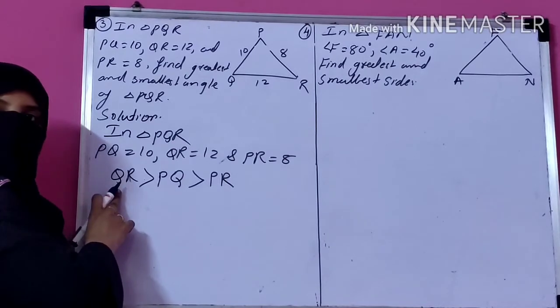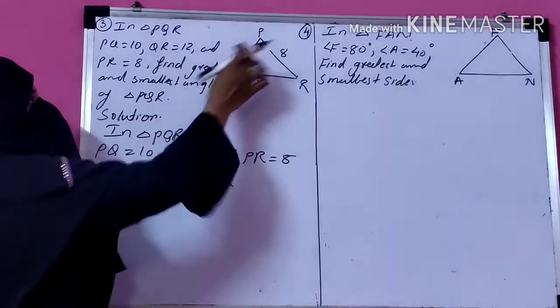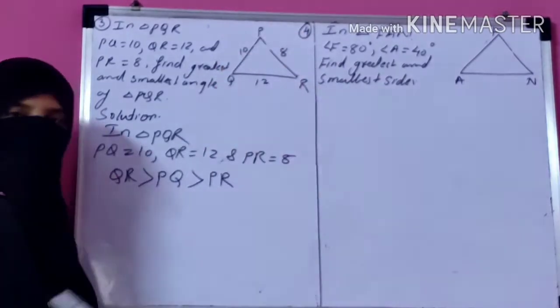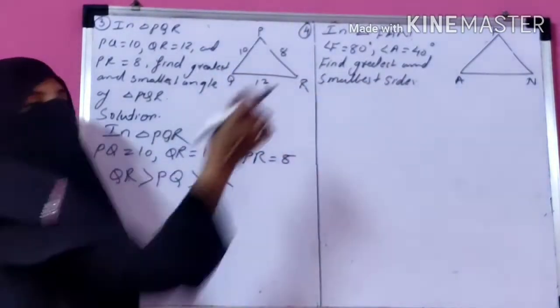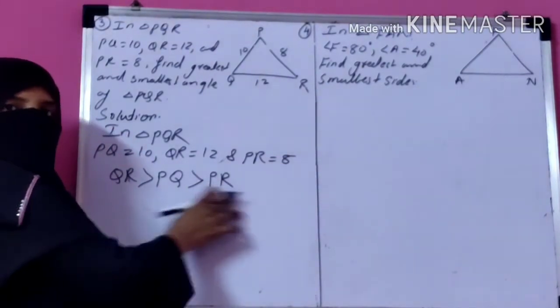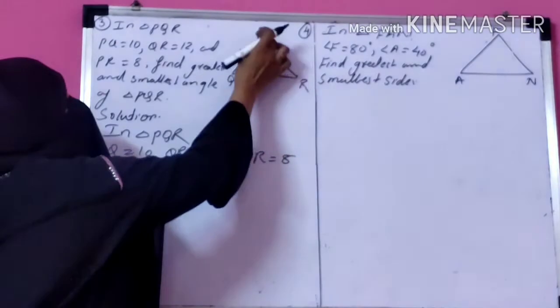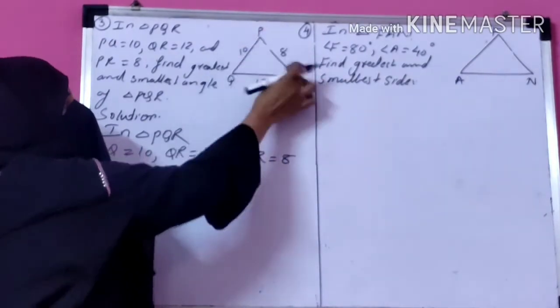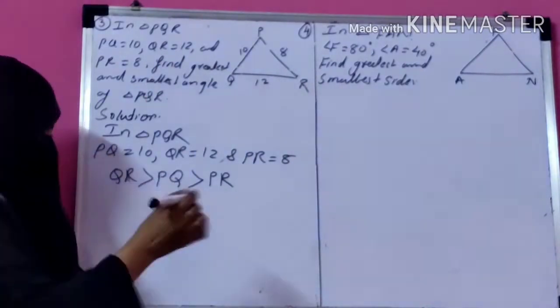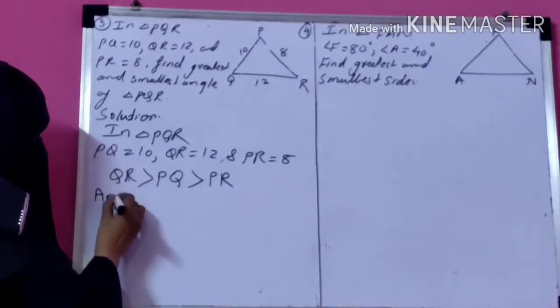QR is the greater side, so the angle opposite to QR is angle P, that is angle QPR. So angle QPR is the greater angle. The smaller side is PR, and the angle opposite to PR is Q. So angle Q is the smaller angle. Okay, so let's start.